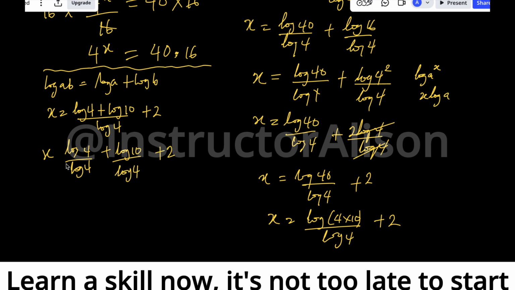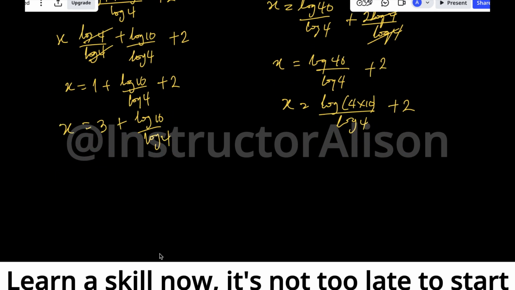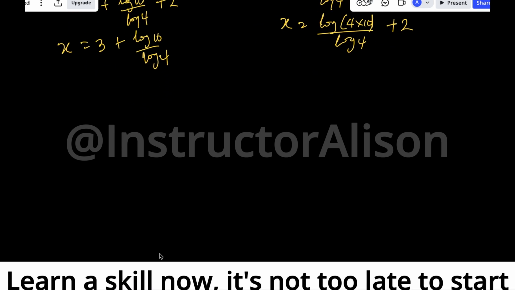We know that this particular one will give us 1 because this will cancel out. So we have x equal to 1 plus log 10 divided by log 4, then plus 2. If I sum up 2 and 1, that gives us 3. And if it gives us 3, what will be the next move? It is simple. Let's just put that down: 3 plus log 10 divided by log 4. Let's take the board up. We're almost done.